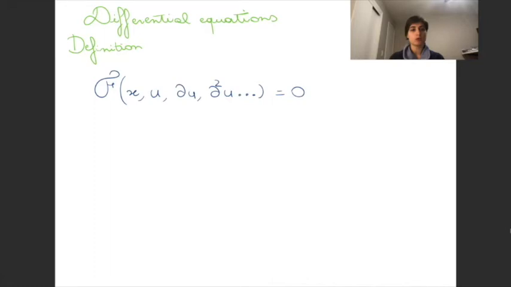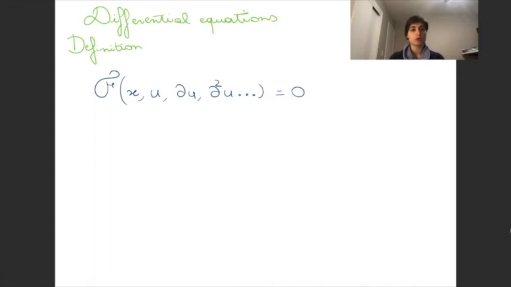So what does it mean? It means that we're defining a function u by what we know about how it behaves with relation to its derivatives. So we have some understanding about how the derivatives of u behave, and that is what we use to look for u. We're interested in finding a solution to an equation, and the solution we're looking for is itself a function.